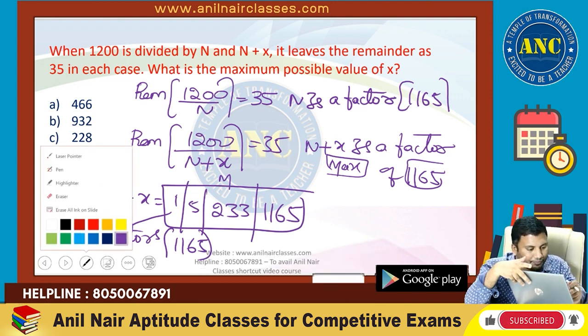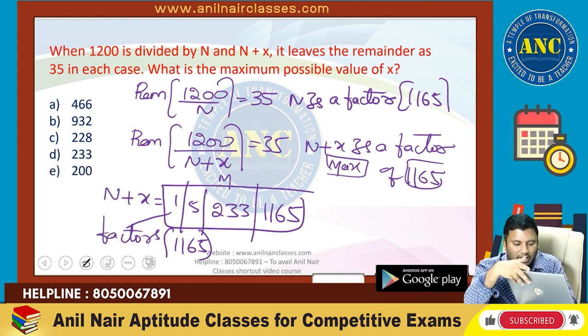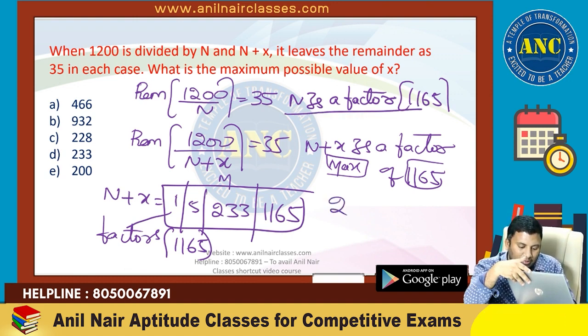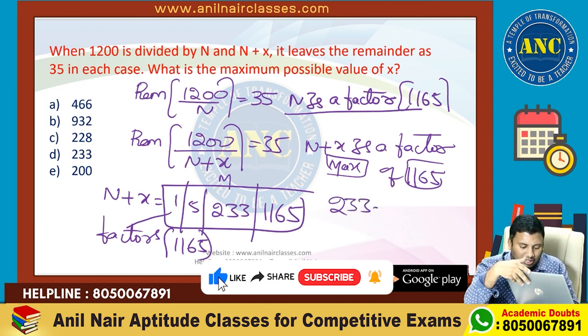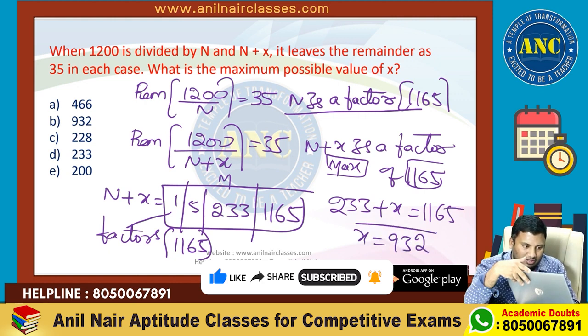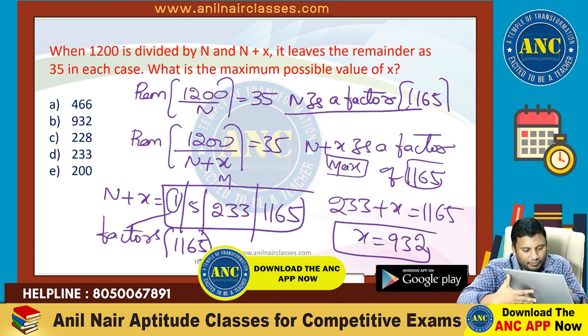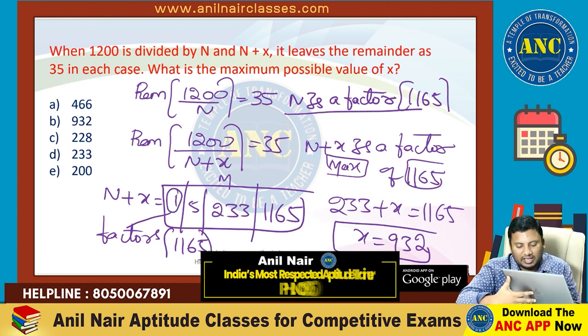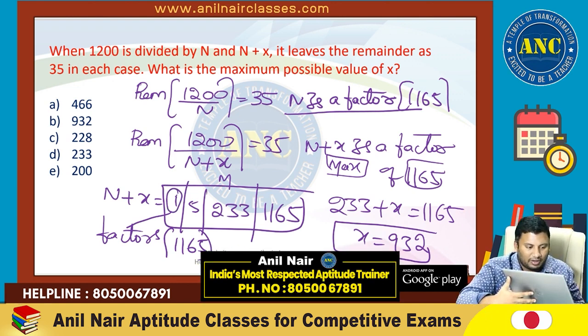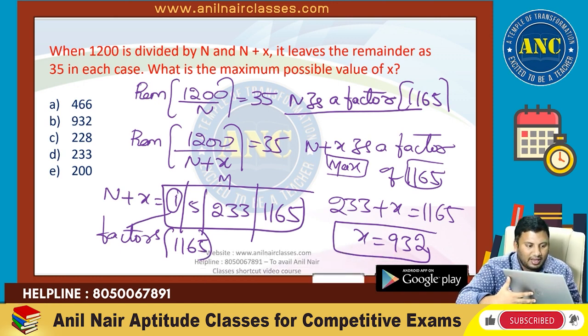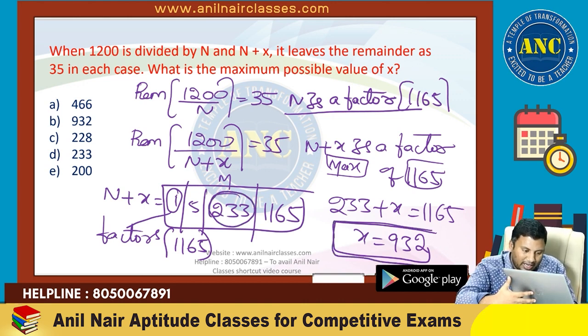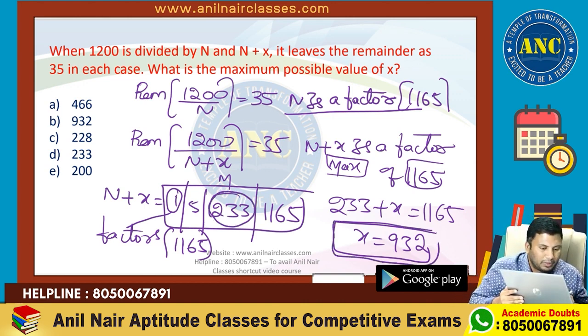Now see here, x is maximum. n is a factor of 1165. For x maximum, suppose I take 233, then 233 plus x is 1165, so x will be 932. n is also a factor. If n is 1, then 1 plus x must be a factor of 1165. 1164 is not there. If n is 5, 1160 is not there. So the only option is 233. x maximum is 932. I hope this logic is clear.